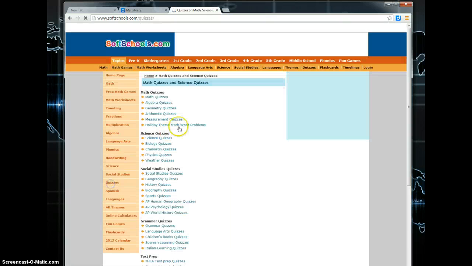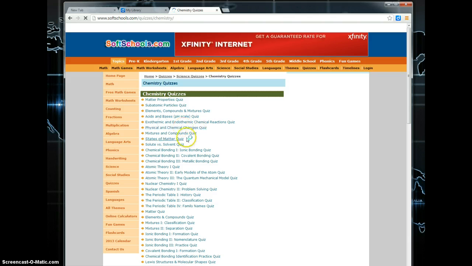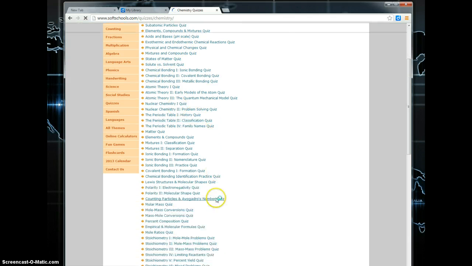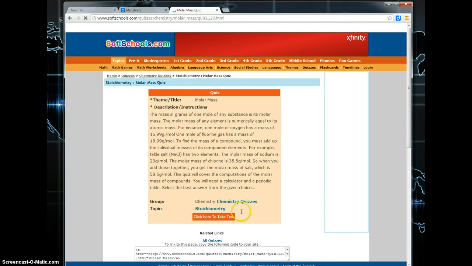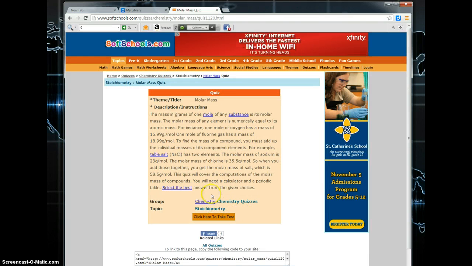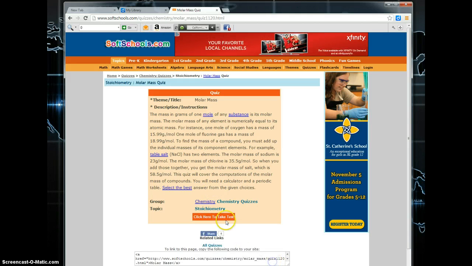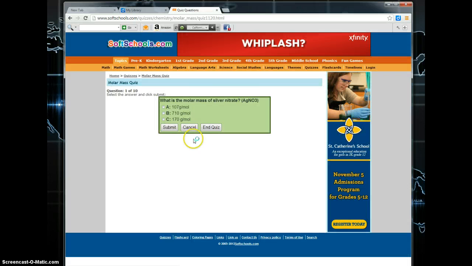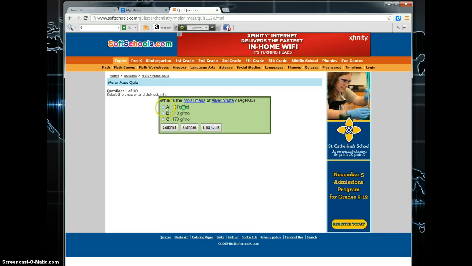And then they had quizzes here. They got physics and chemistry, and you could take a chemistry quiz on, oh Lord, molar mass. So I'm sure I'll do pretty bad with this, but we're gonna walk through it here. Description mass, moles. Let's click here. Let's see how we do. Molar mass equivalent of silver nitrate. This is a little too complicated for me, but I'll do my best here.